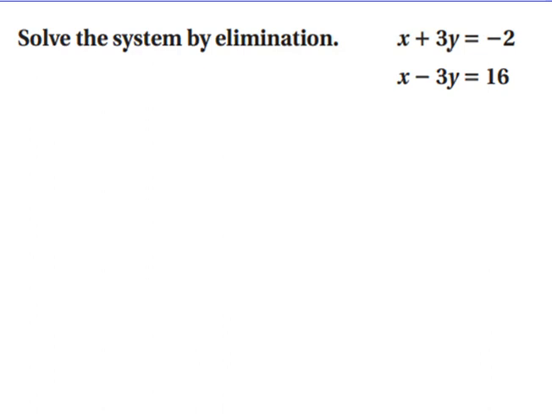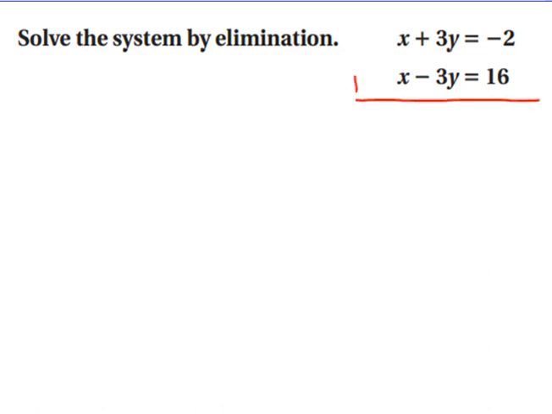The first example we're going to do is x plus 3y equals negative 2 and x minus 3y equals 16. With elimination, we are trying to get rid of one of the variables, and we can actually do that by either adding or subtracting the two equations with each other. So here's what that's going to look like for our first example.